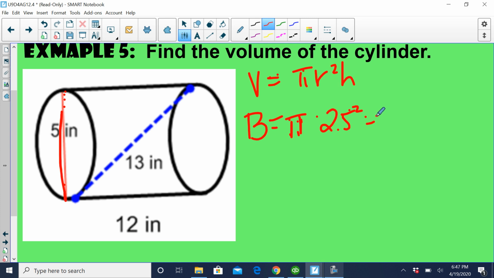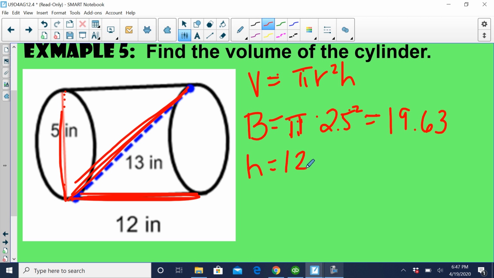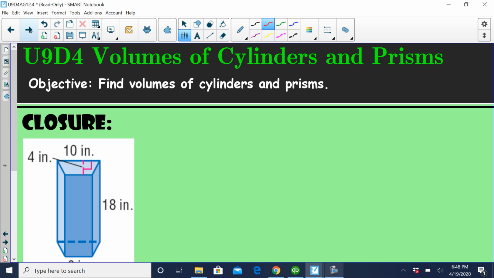Okay, pi times 2.5 squared, I ended up with 19.63. H is going to represent the height of this cylinder. Now, they're giving me 2 pieces of information. They give me this 12 here, and they give me this 13. Now, this 13 is kind of like a slant, so I'm not going to use the 13. This 12 right here is representing the height. Then to calculate the volume, I'm just going to take 19.63 times 12. I end up with approximately 235.56 inches cubed. All right, last problem for today.